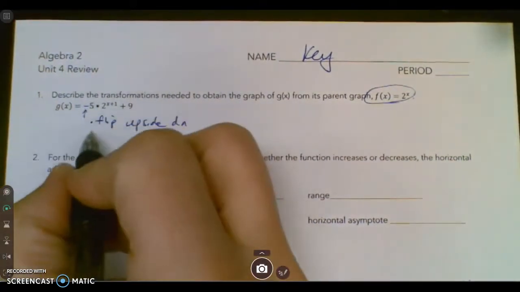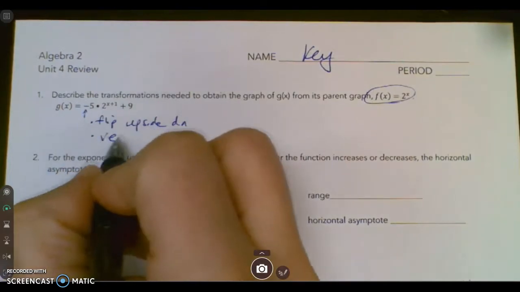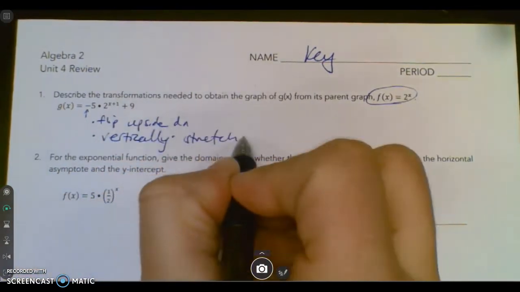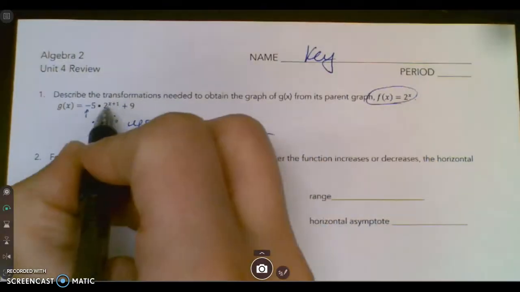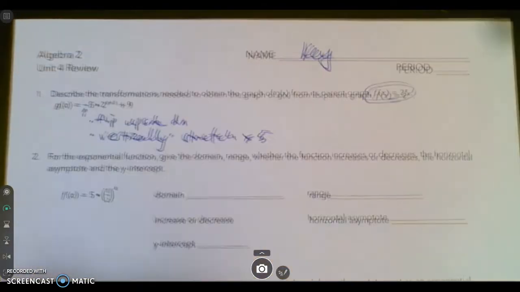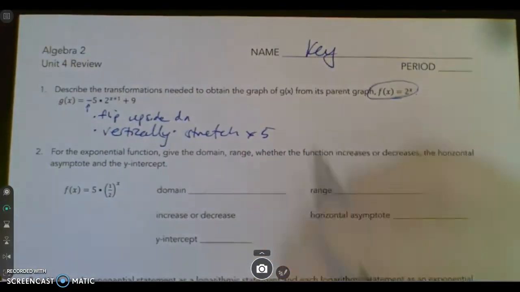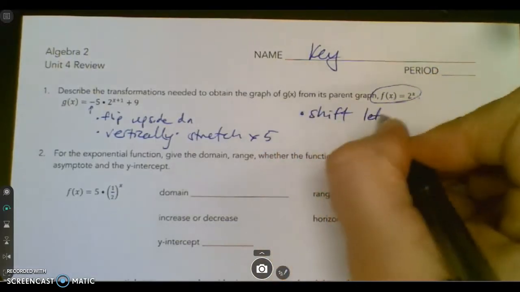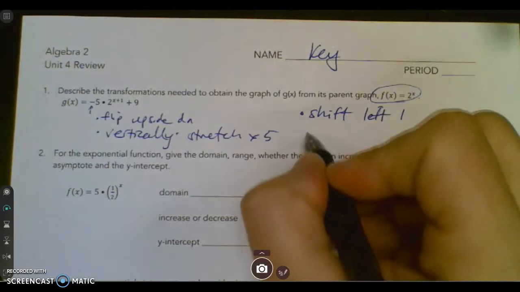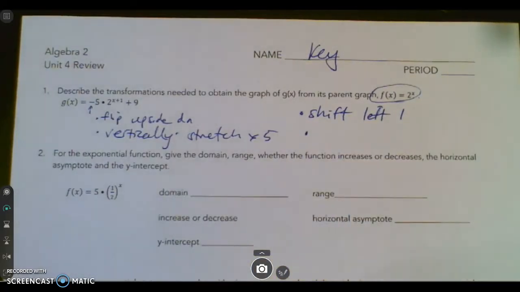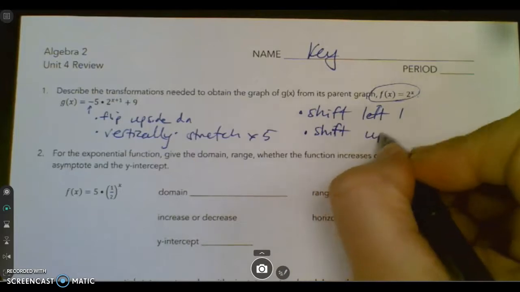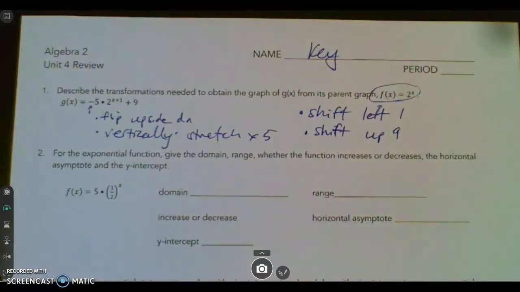The 5 will vertically stretch by 5. This plus 1 up here is with the x, so it's a left to right shift, and it always lies to you. So it will shift left 1 unit. And the plus 9 at the back is your up or down shift, and it does not lie. So it's shift up 9. So those are the 4 moves going on there with all the transformations.